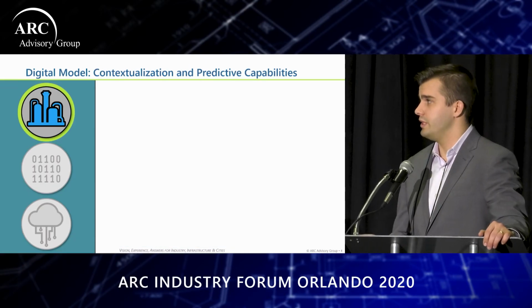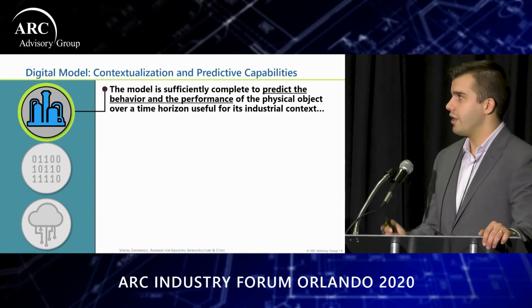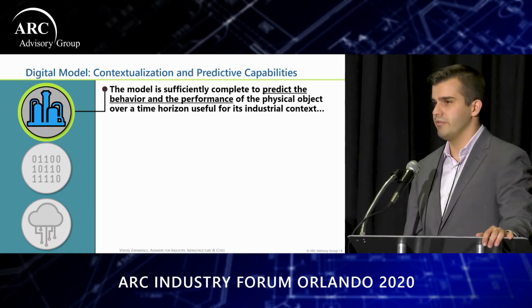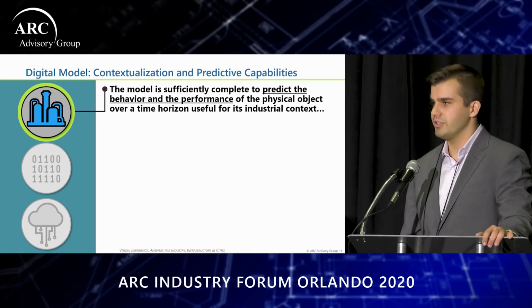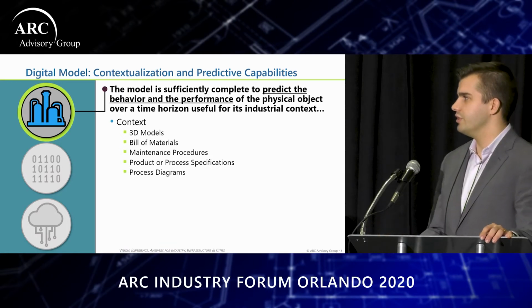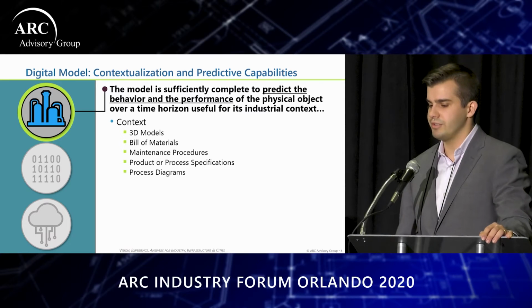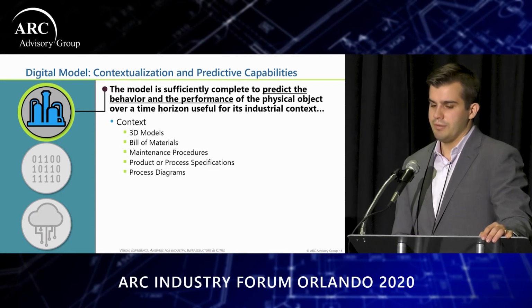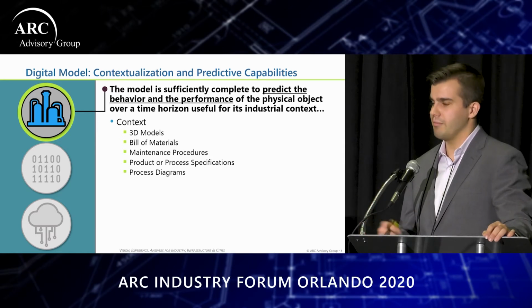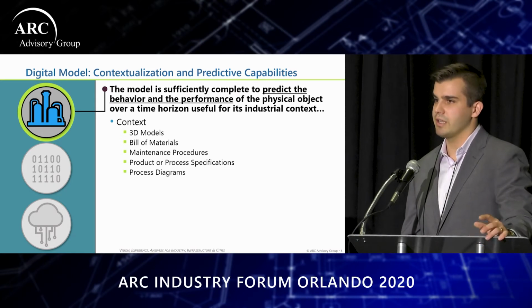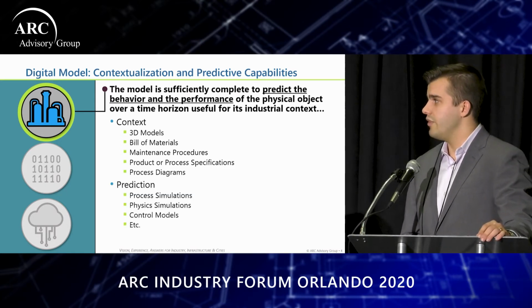Diving a little bit deeper into each one of these, the digital model needs to be sufficiently complete to predict the behavior and the performance of the underlying asset or process. There are really two parts of this. There's your context, which comes from 3D models, bills of materials, maintenance procedures, product or process specifications, process diagrams, even specifications coming from a client. These all inform the identity of the product or the process and act as the DNA of the digital twin. And then you have the prediction side of things.